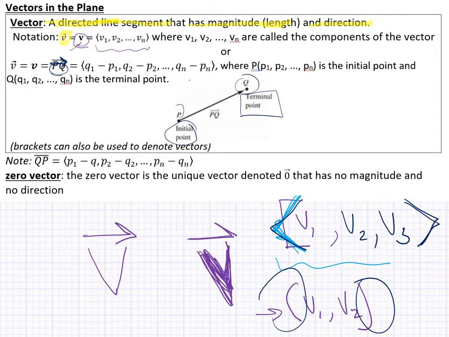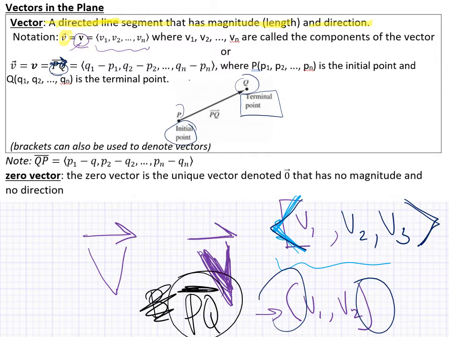But you really should put the arrow above the PQ there, because if you don't put the arrow, if we just do PQ with a line above it, that's just the line segment PQ. You would want to put the arrow on that so you know it's the vector PQ. Again, all these little things make a difference.